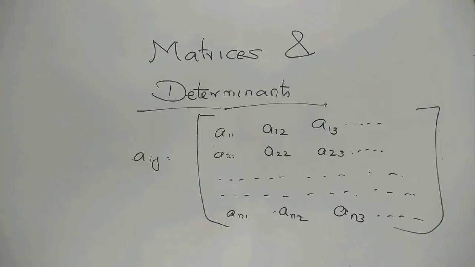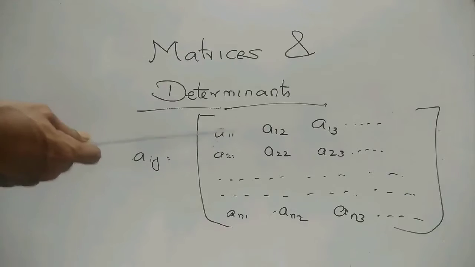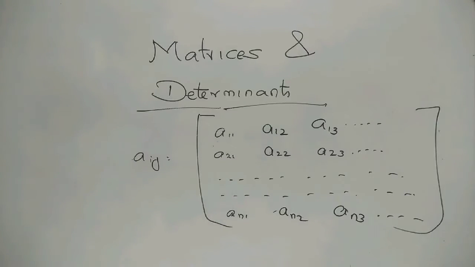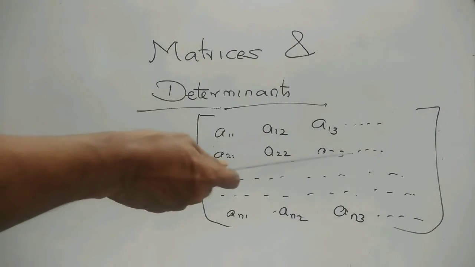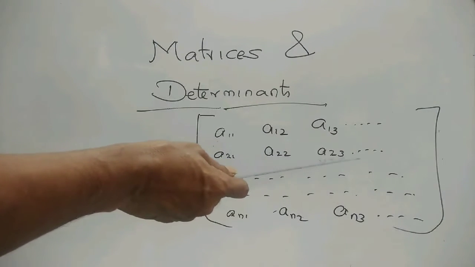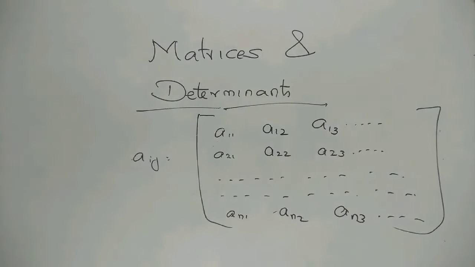To specify an element, we use the notation Aij. What do we mean by Aij? The element in the ith row and jth column. For example, this element is in the first row, first column. This element is in the first row, second column. And this one is in the second row and third column, and so on. So generally we write Aij is equal to like this.